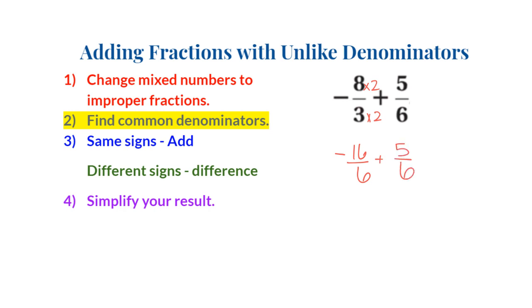Next up, after I've found my common denominators, I can go and either do same signs, which would be adding, or different signs, where I'm going to find the difference. These two have different signs. So I'm going to find the difference by subtracting. 16 minus 5 is 11, and then I'm keeping the 6 the same on the bottom. This is going to stay negative because my bigger number is also negative. So negative 11 over 6.